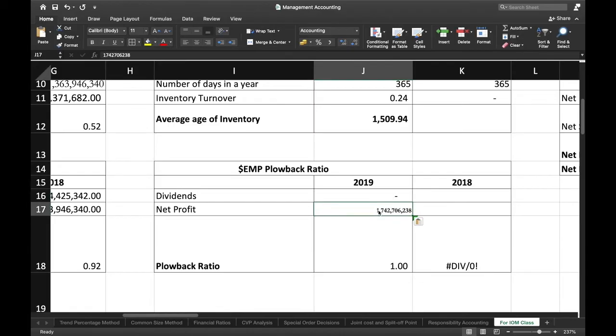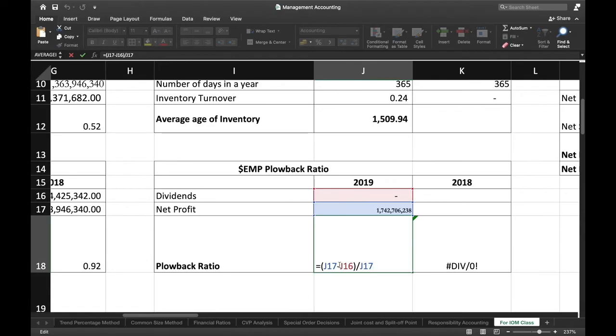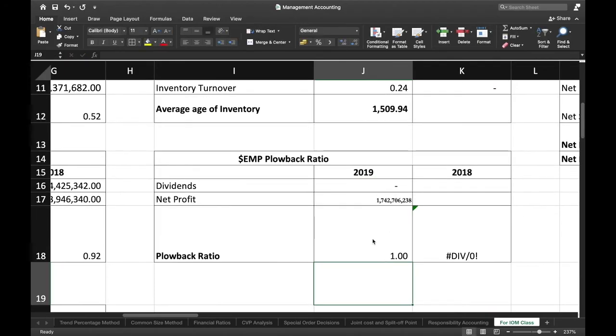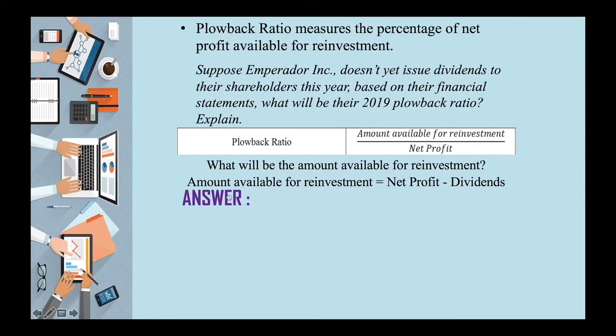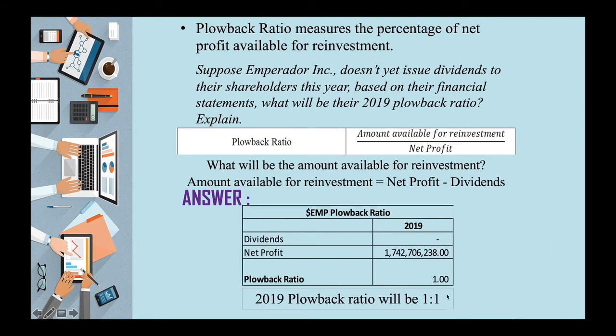The net profit, meaning to say, J17, please check the formula, guys. J17 is this blue one. So, net profit minus the dividends. Since the dividends are 0, and then we divide again by net profit, what happened? Net profit divided by net profit, meaning we have 1 as the flowback ratio. So, that is what happened since we have no dividends. So, let's go back to our PowerPoint. The 2019 flowback ratio will be 1.